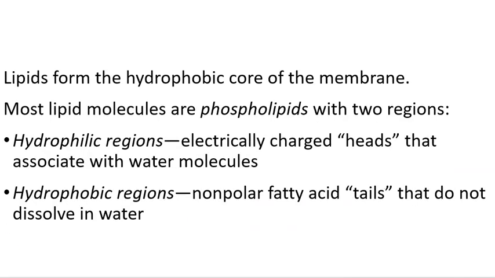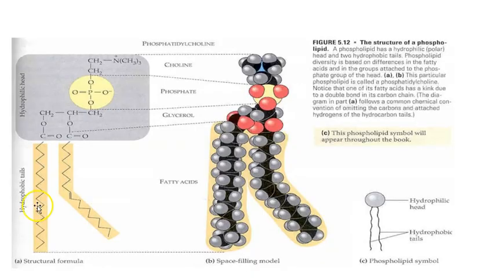This shows hydrophilic regions and hydrophobic regions inside the plasma membrane. This is what a phospholipid looks like. You can see the hydrophobic tails saturated with carbons and hydrogens, and then you have glycerol and a phosphate, which is charged, right?